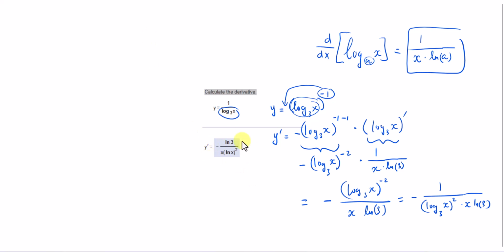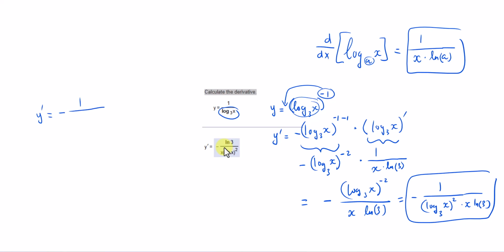Now, how do we get the answer in this format? So we have this step right here. How do we make it look like this one over here? Let's simplify all the way on the left side here. So we have -1 over the log base 3 of x to the square power multiplied by x multiplied by ln 3. Now, I'm going to apply the change of base formula to this part right here.